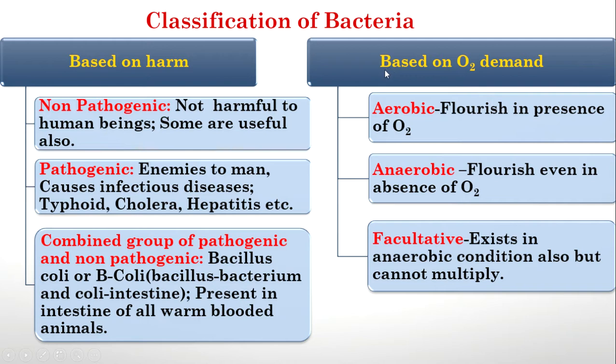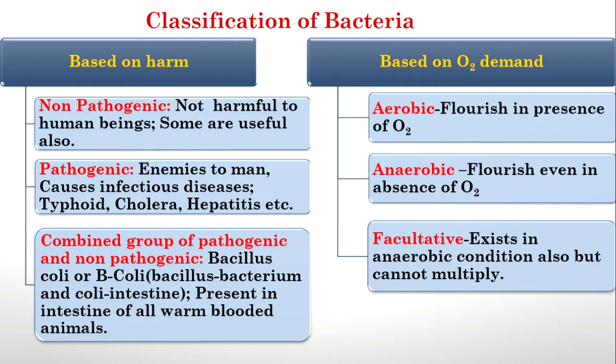There are two types. So based on harmfulness there are three types: non-pathogenic, pathogenic, and a combined group of pathogenic and non-pathogenic. Pathogenic, you all know, are bacteria which cause diseases. They are harmful to human beings. They can cause typhoid, cholera, hepatitis, etc. And non-pathogenic means they are not harmful to human beings. They are sometimes useful also. And the combined group of pathogenic and non-pathogenic are present in intestines. Okay, intestines of warm-blooded animals, in human intestines and all. They are both useful as well as cause some diseases.